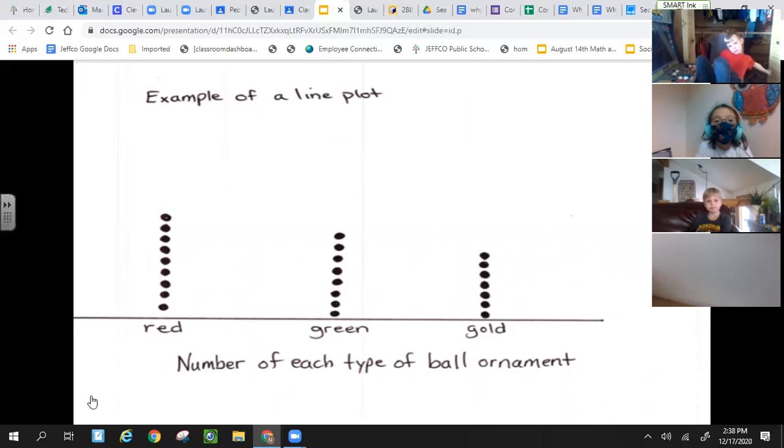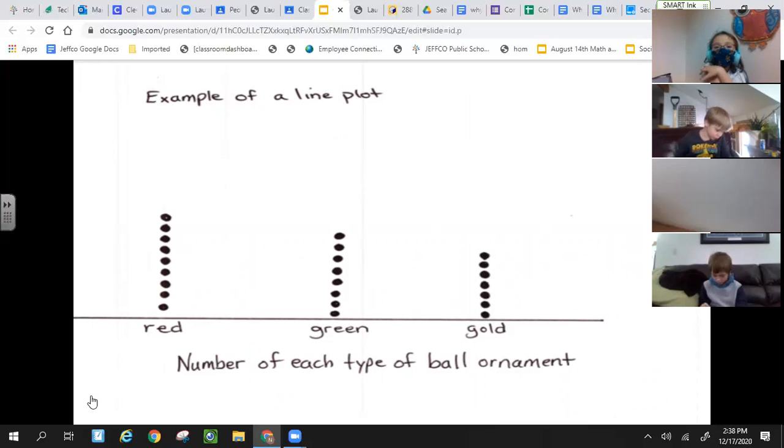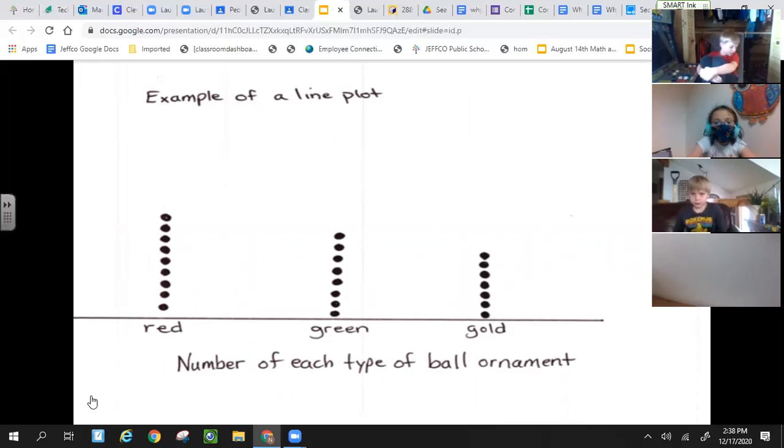And Elena, since you can unmute, let's take advantage of that. How can I know from this line plot how many ball ornaments are red? How would I figure that out from this line plot? You would count how many balls there are? Yeah, you're just going to count the dots.